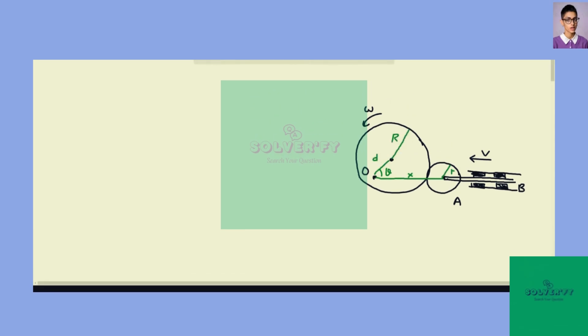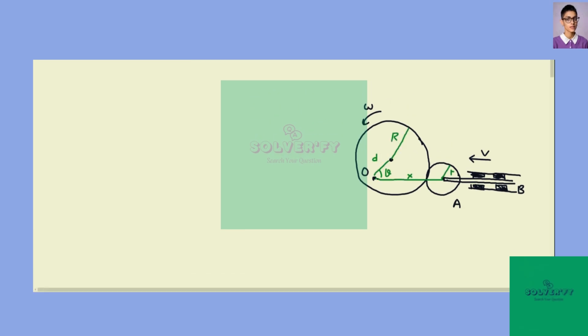In this question, we have a circular cam that rotates about a fixed point O, with constant angular velocity omega. We need to determine the velocity v of the rod AB as a function of theta. The first thing we need to do is write down the position coordinate equation for the rod, which in this case we'll be looking at the x coordinate of A. So we'll set the origin at O.